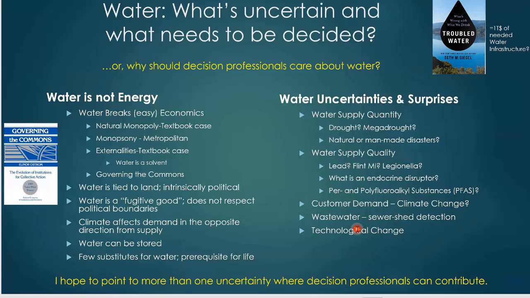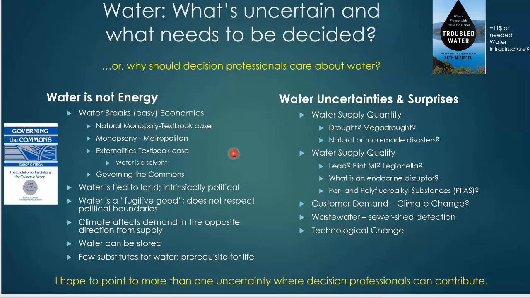So why should decision professionals care about water? Water is different, and I think that helps to understand the uncertainty. In particular, water is often the example used in economics textbooks where the standard economics gets broken. It's often a water utility that's the example of a natural monopoly, because it would not make economic sense to have two companies overbuild the same distribution network. Monopsony, a single buyer, in the case of Southern California.